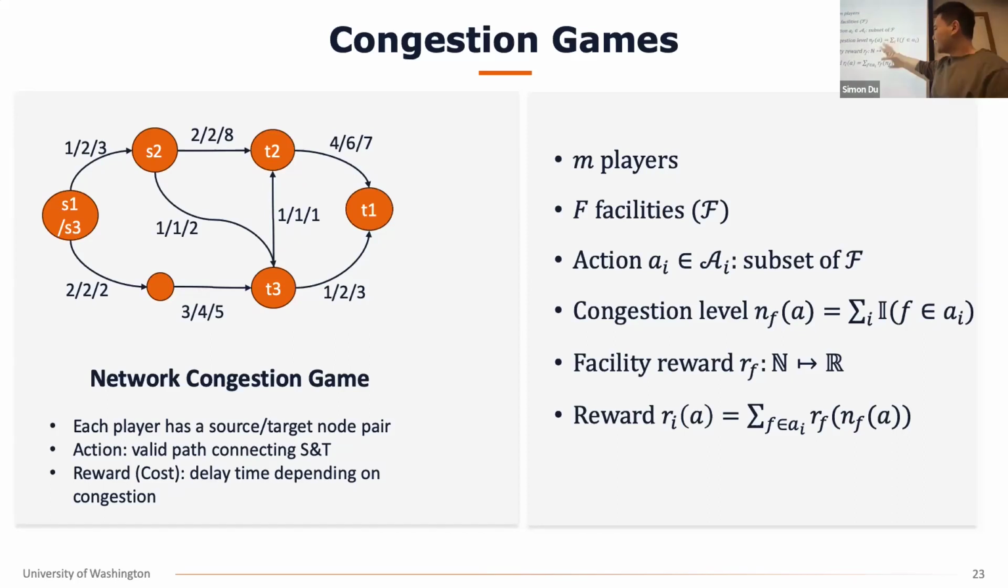And the total reward for each player is the sum of the reward from each facility this player chooses. Okay, so that's the idea. Basically, the model is like, if one piece of good chooses one path, then you count how many time delay in this path. That's the high level idea of this reward.